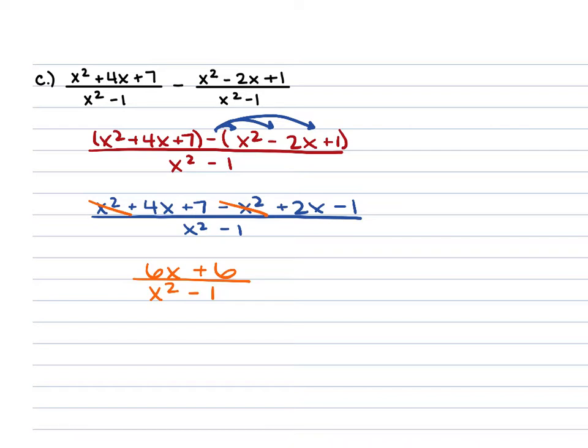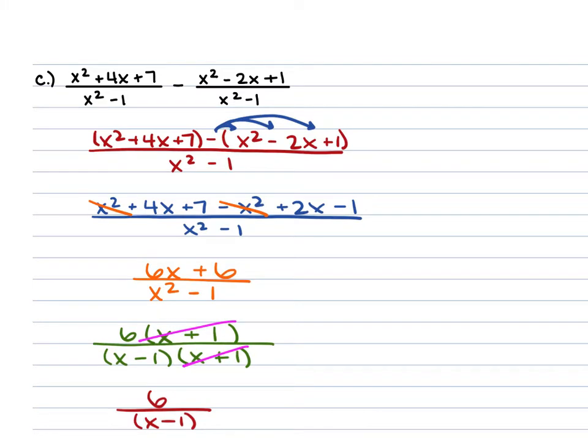From here, if we can factor, we need to factor. The numerator, they both have a 6, so we'll factor out a 6 to give us 6 times x plus 1. In the denominator, you have a difference of squares, so that factors out to be x minus 1 times x plus 1. That x plus 1 is in the numerator and the denominator, so they cancel out, and we just have 6 over x minus 1.